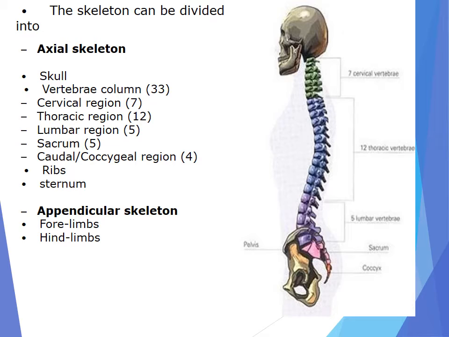Cervical region means head region. It is the region after the head, the space between the head and the thoracic region, and it is made up of 7 bones.